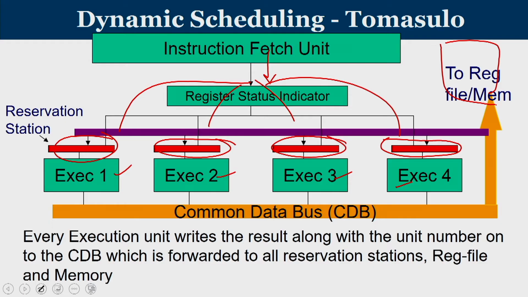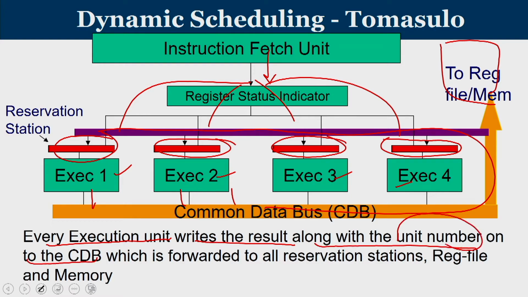Sometimes when you wait in the reservation station, all the operands may not be available. So, the way by which you get operands is whenever the operand values are ready, you will get them. So, you are continuously pinging the common data bus, and as and when the value comes, you are going to absorb it. So, every execution unit writes the result along with the unit number onto the CDB.